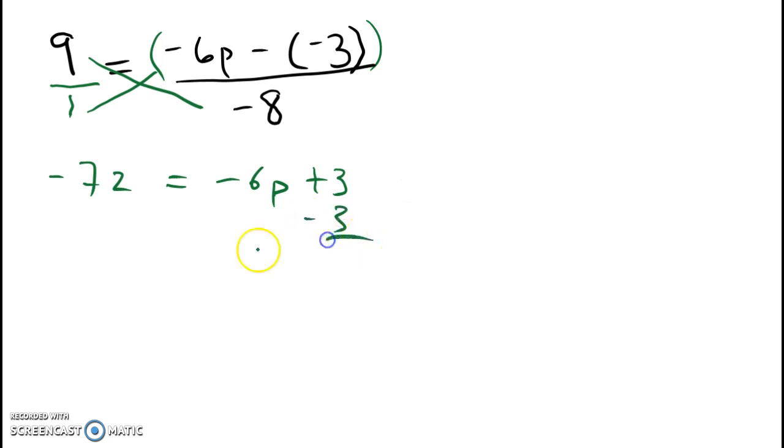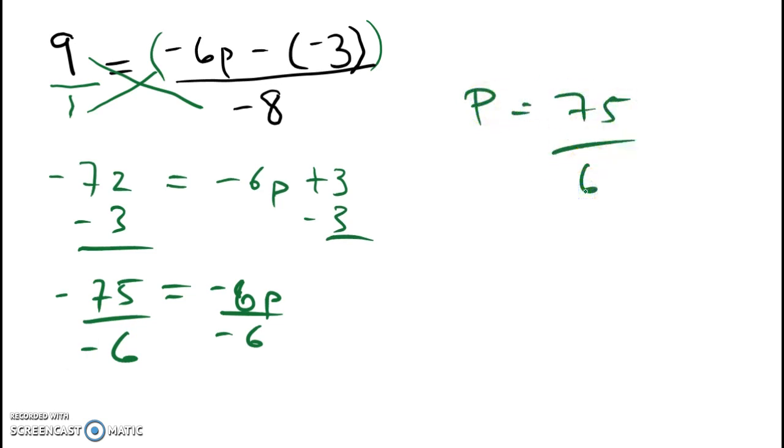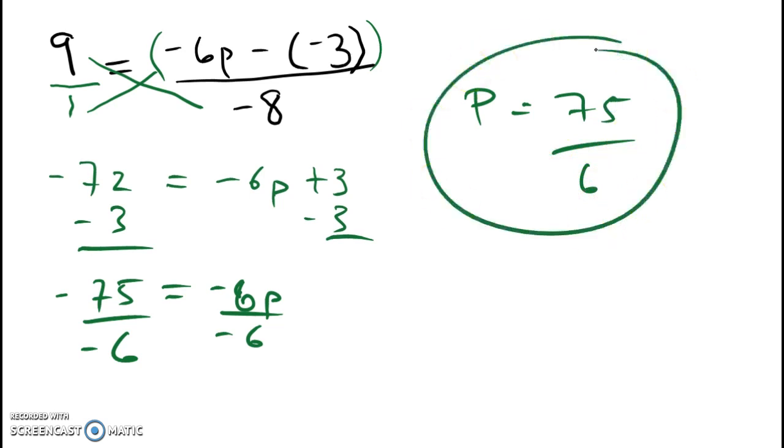I'm going to subtract the 3 on both sides, and I get negative 75 is equal to negative 6p. Divide negative 6 on both sides, and I've got p is equal to positive 75 over 6 because 2 negatives makes a positive. So look at our next one.